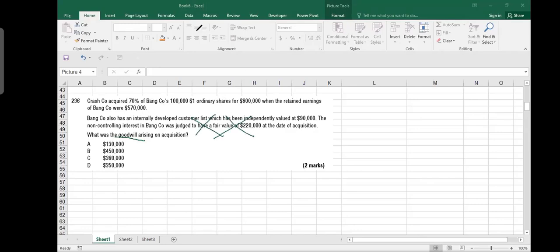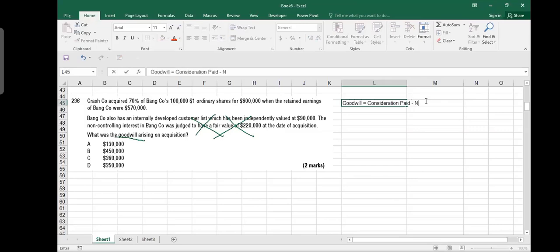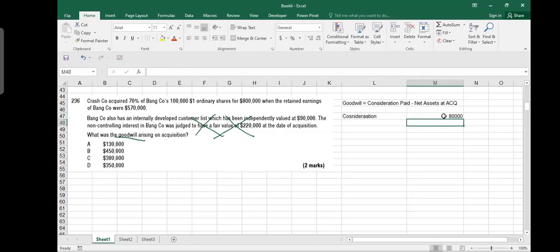How? Because what is happening? We are paying 800,000. And what are the net assets? You remember the formula for goodwill: goodwill is equal to consideration paid minus net assets at acquisition. At acquisition, that's important to remember. So how much is the consideration which you are paying? The consideration which you are paying is 800,000.